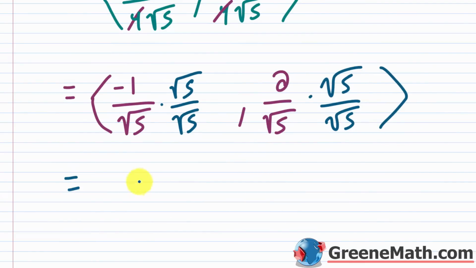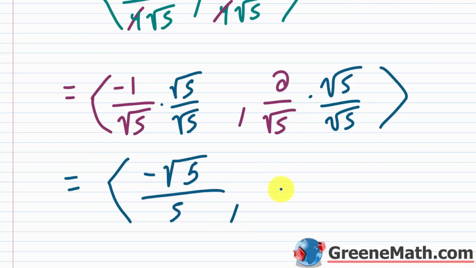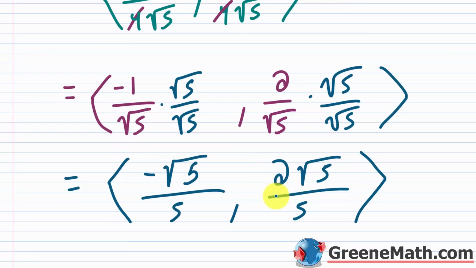And so this would give me, let me put my brackets in here, negative square root of 5 over 5, and then 2 times the square root of 5 over 5. So this right here would be your unit vector u. So in other words, the magnitude is 1, and you can check that really easily. And it has the same direction as the vector v. So in other words, the direction angle is the same, and you could check that as well.